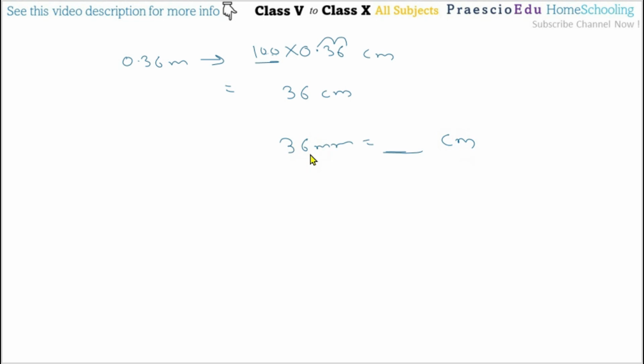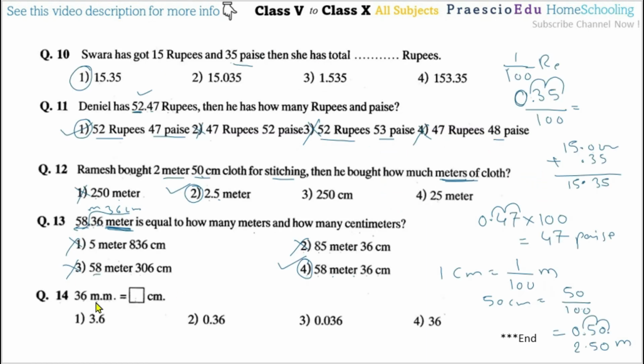So we have to divide 36 by 10. This is 1 divided by 10, which means the decimal in 36 will shift by 1 place, so it's 3.6, and centimeter as it is. So 36 mm is equal to 3.6 centimeter. So option number 1, 3.6, is correct.